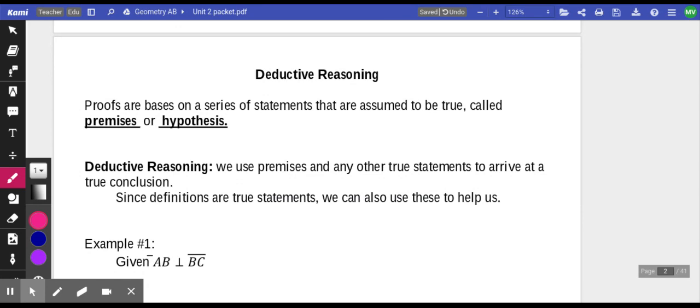Proofs are based on a series of statements that are assumed to be true, called premises or hypotheses. Deductive reasoning is where we use these premises and other true statements to arrive at a true conclusion. Since definitions are true statements, we can also use these to help.